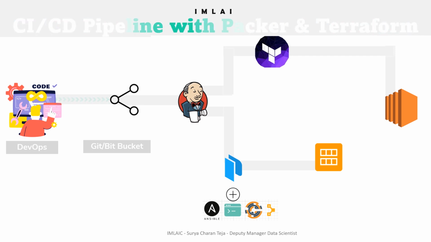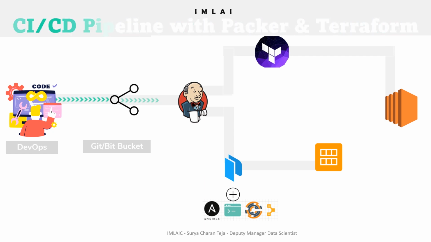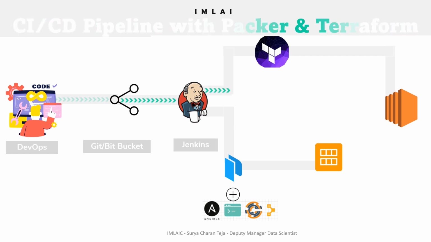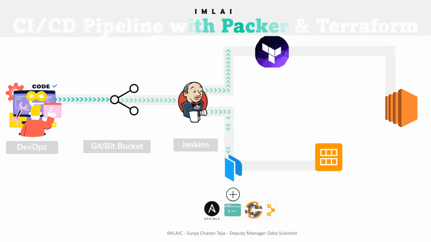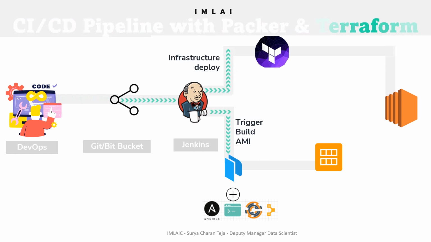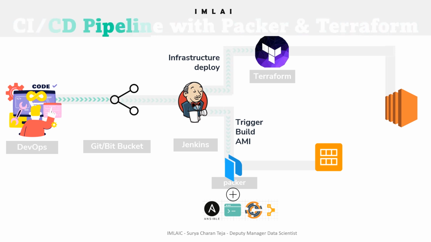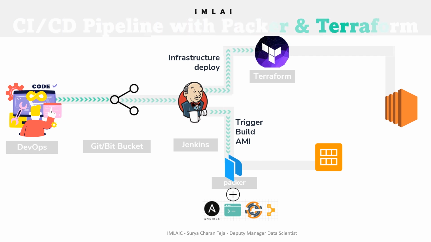So once the code has been pushed and stored, now it's time for Jenkins to fetch that code. Jenkins comes into the picture, and we will write a Jenkinsfile, and then the Jenkinsfile will fetch the code, and that code will be sent to either one side. If it is a terraform .tf file, the .tf file will be given to Terraform, and if it is a Packer HCL template, that will be sent to the Packer server.